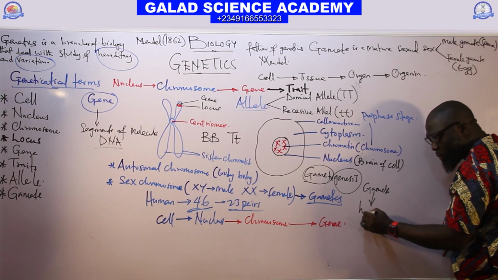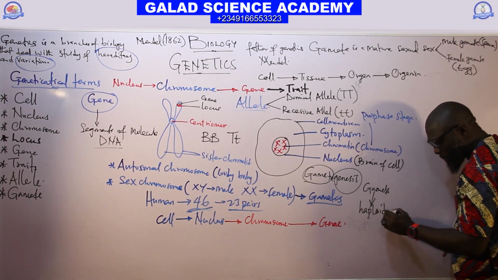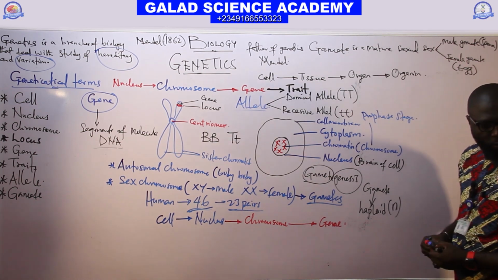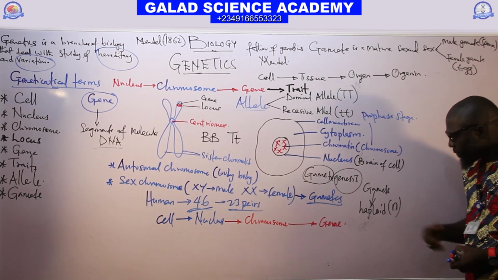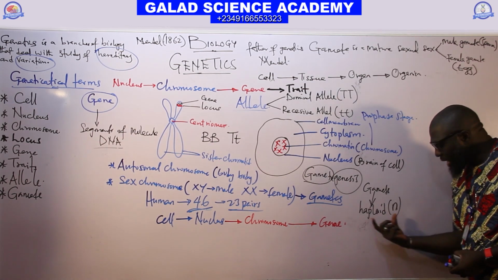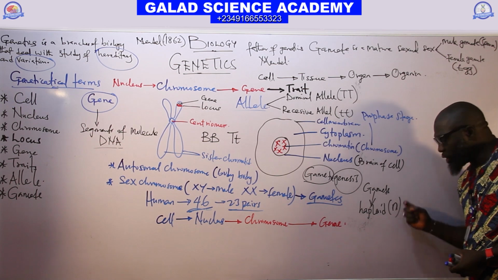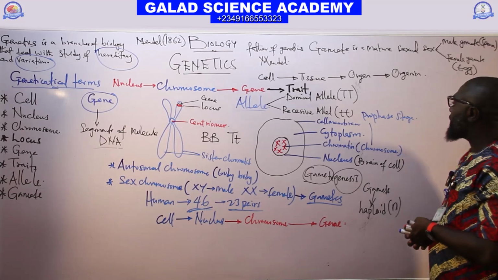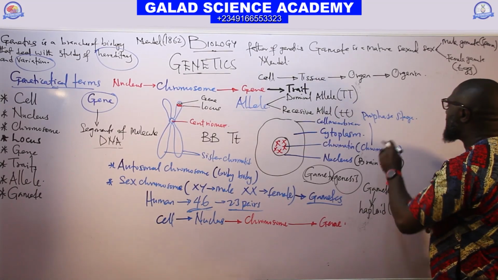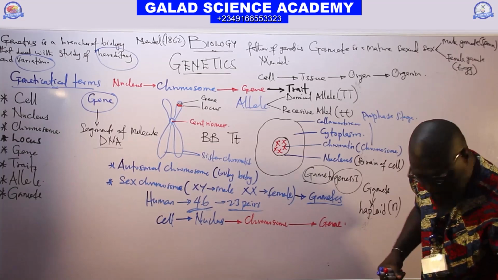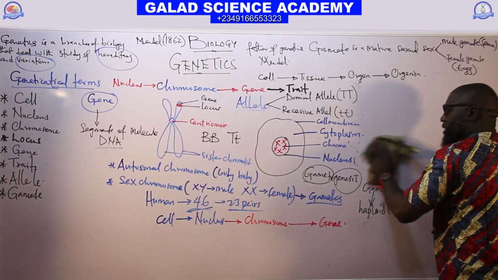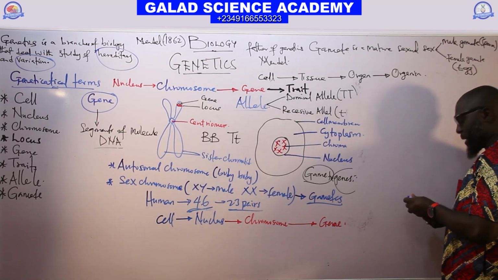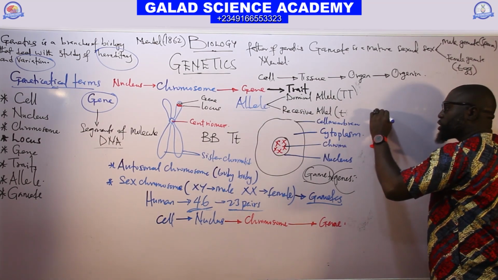is always haploid. Haploid means N number of chromosomes. That is gamete. It has the haploid number of chromosomes, which is N. So we can look at it: the male gamete is known as sperm.